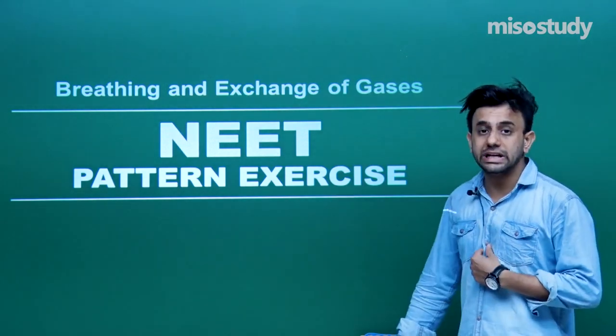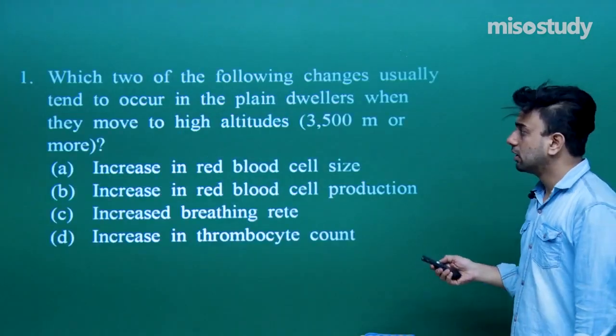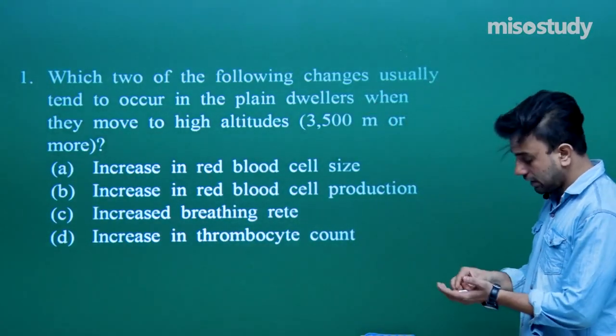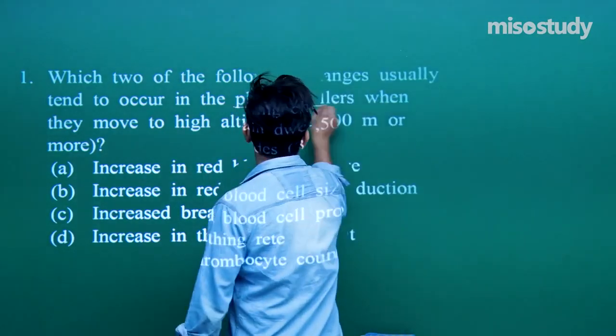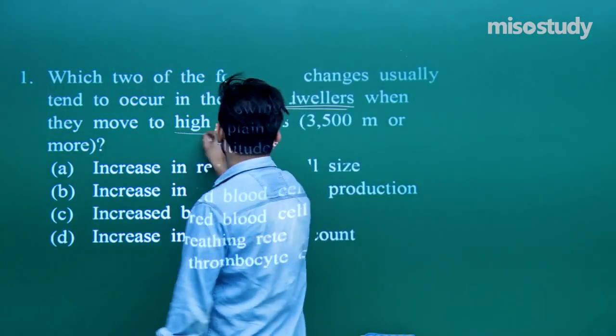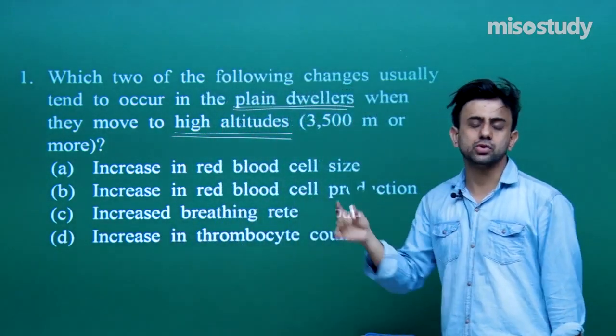We will today do the NEET based question exercise of breathing and exchange of gases. Right, the first question: which of the following changes usually tend to occur in plane dwellers when they move to high altitudes? That means what is happening when they are moving from plane to high altitude.